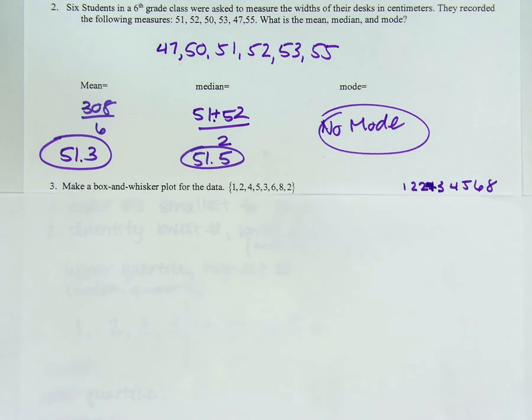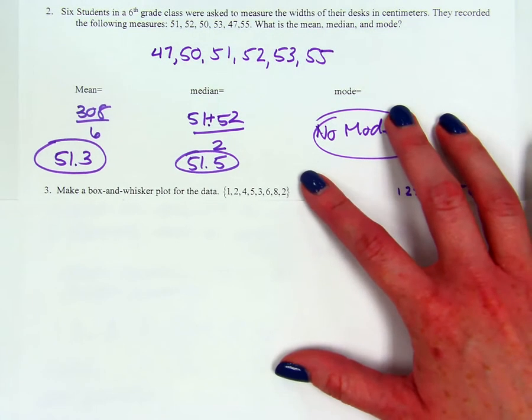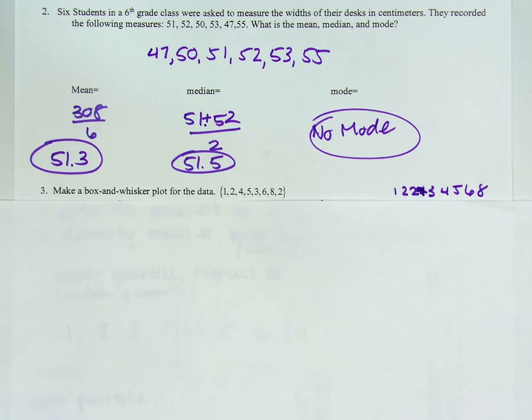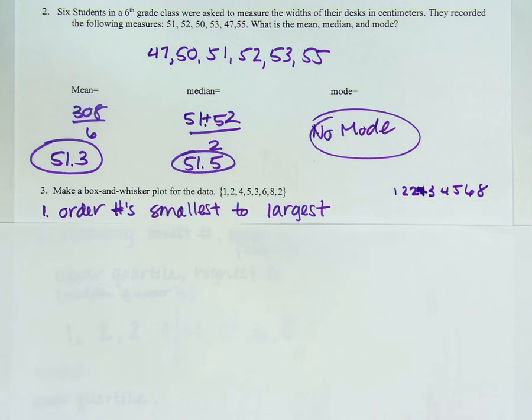And then the next thing we're going to do is make a box and whisker plot for the data. So it's going to give you all of these points here. We're going to talk through what we're going to start with. The very first thing we're going to do is order the numbers smallest to largest. So we'll start with that. Go ahead and do that.